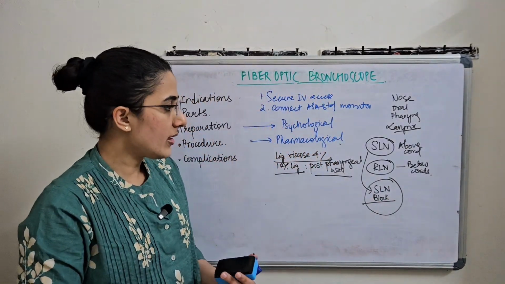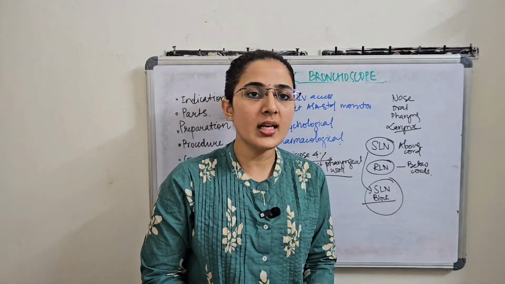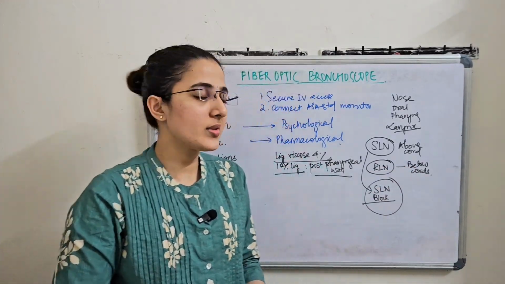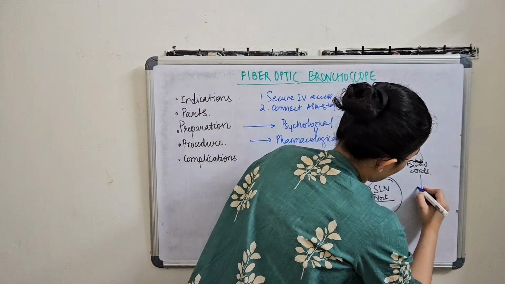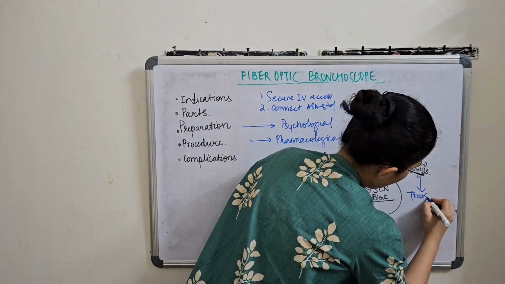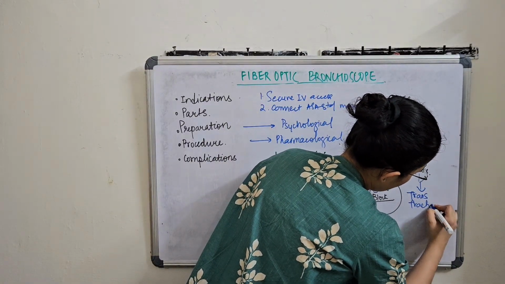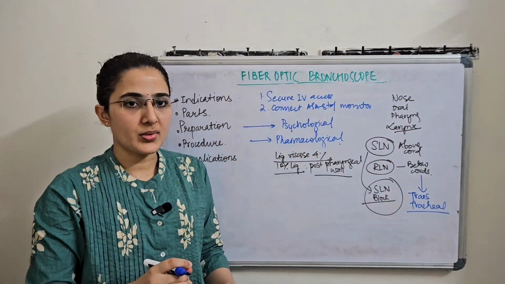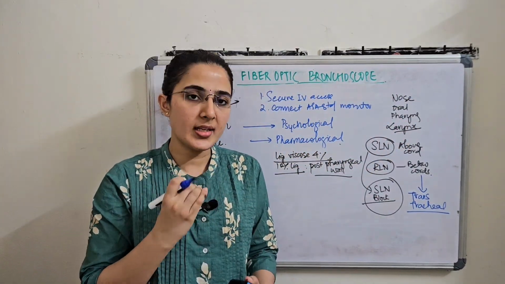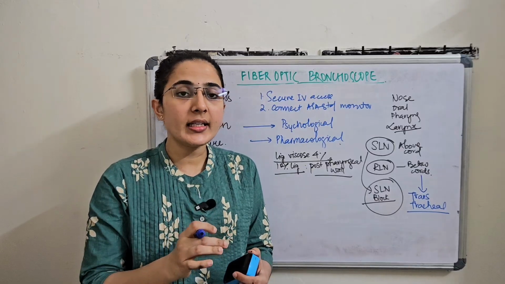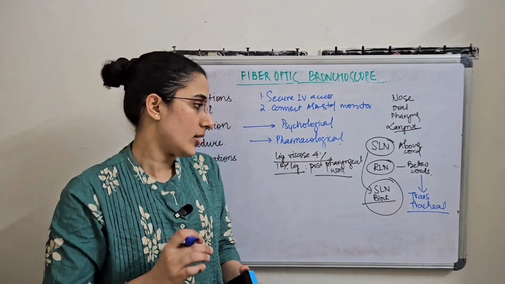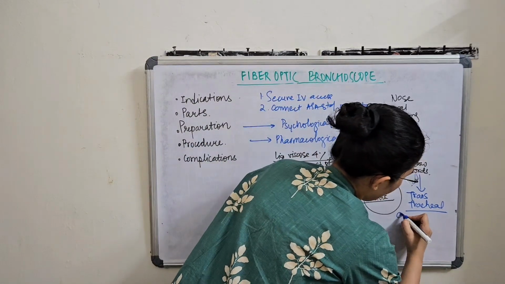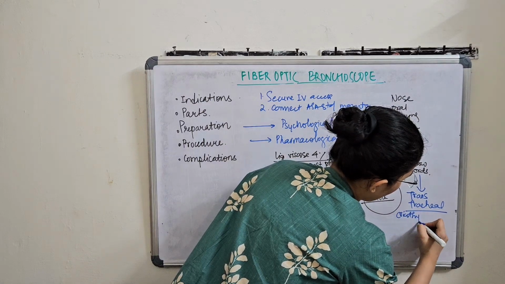Okay, below the cords, how do we anesthetize it? By using transtracheal injection. Transtracheal injection of local anesthetics in a patient in extended neck position, or however much extension is possible. We have to identify the cricothyroid membrane.